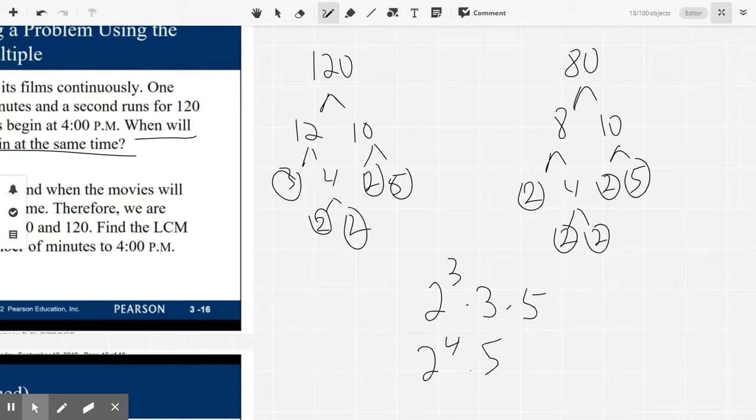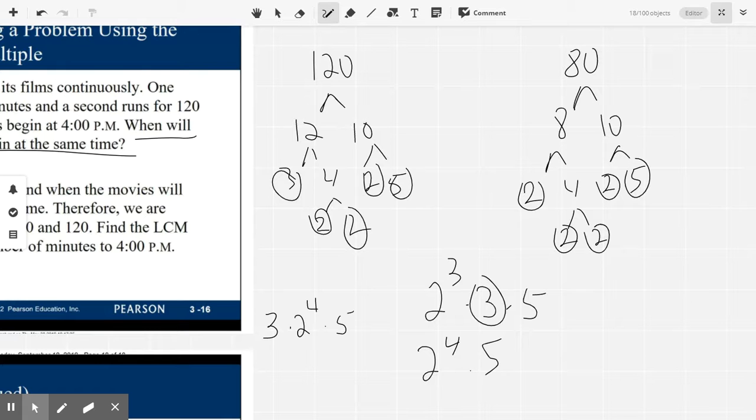So my least common multiple, any factor that shows up in one but not the other, we use. So we have to use 3. All right. Factors that show up in both, I use the larger. If they're equal, then I just use one or the other. So for the 2's, I'm using 2 to the 4th. For the 5's, they're the same, so I'm going to use 5. All right, so I've got to multiply 3 times 2 to the 4th times 5, which is 3 times 16 times 5.